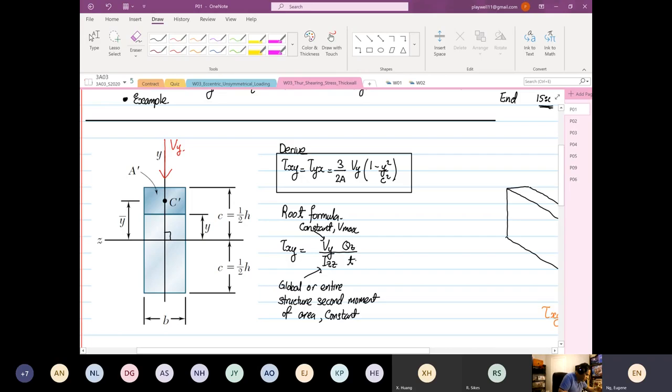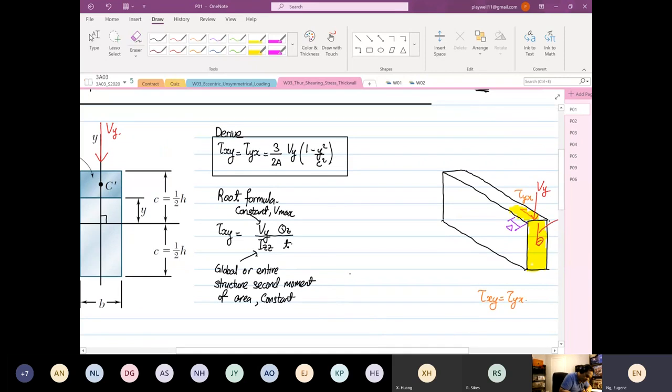So rule number one, I'm going to repeat what I've just said: V and I are constant, regardless of the point of analysis. This is your rule number one.